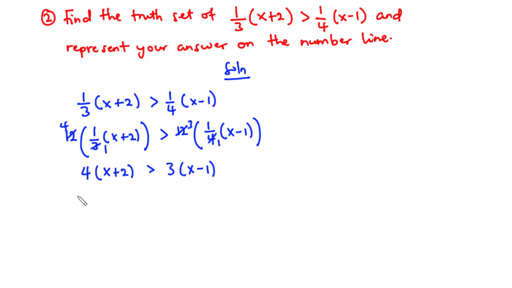Now we can multiply across. 4 times x is 4x, and 4 times 2 is 8, greater than 3 times x is 3x, and 3 times negative 1 is negative 3. Now we transpose 3x to the left hand side. We have 4x minus 3x is greater than negative 3 minus 8. So x is greater than negative 11.